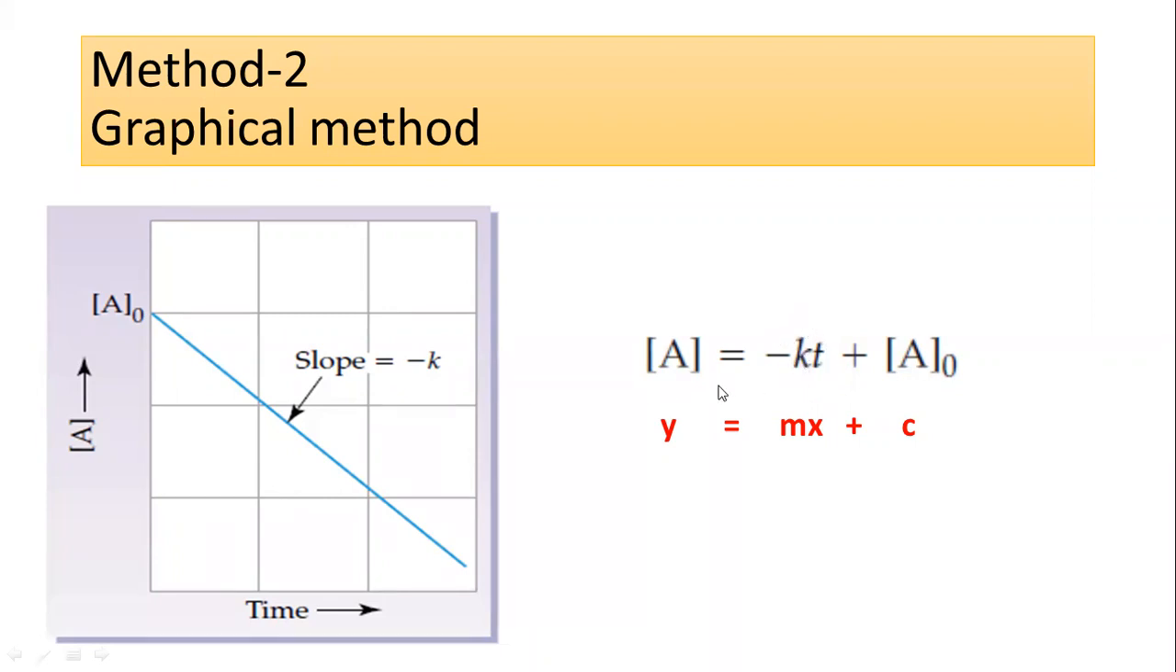So there are only two variables here. This is the concentration of the reactant A at time t, and this is the time. When time is changing, the concentration is going to change. So these two are the variables. If you have a look at the graph, in the graph we also have only two variables, on the y-axis and on the x-axis.